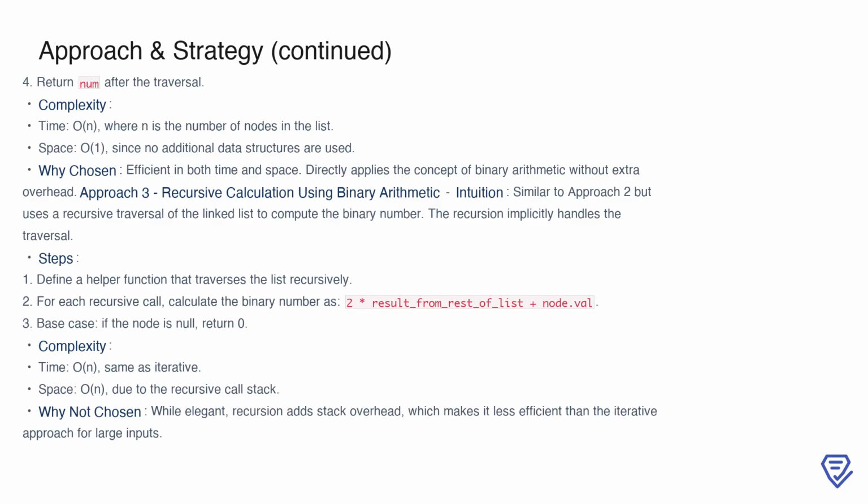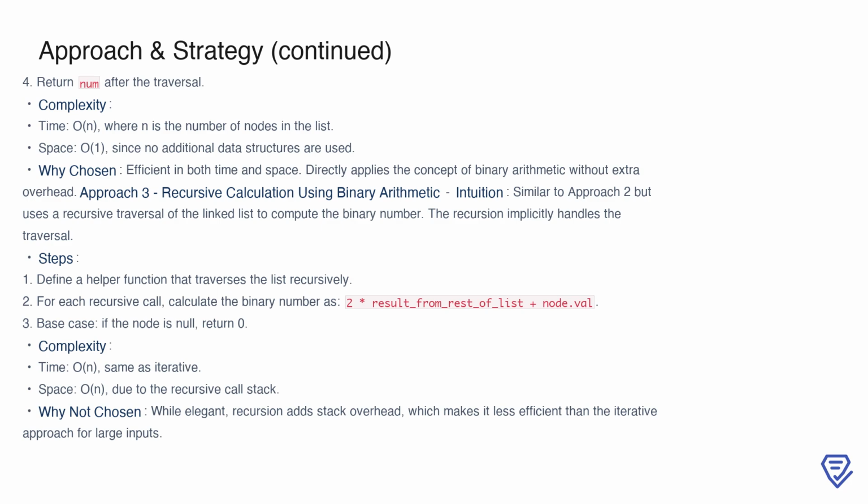Once the traversal is complete, the variable number contains the final integer representation of the binary number. This approach has a time complexity of O(n), where n is the number of nodes in the linked list, since each node is visited exactly once. The space complexity is O(1), as no additional data structures are used beyond a single variable to store the result. Compared to the brute force method, this approach is significantly more efficient.